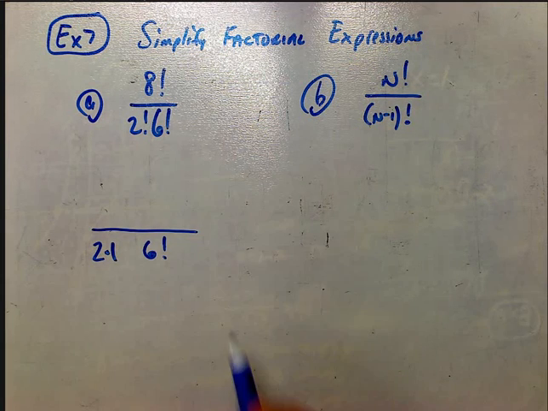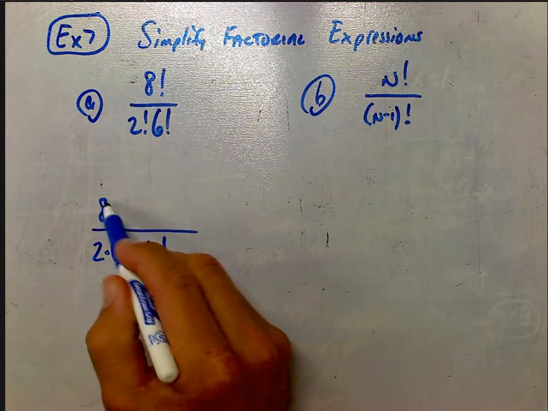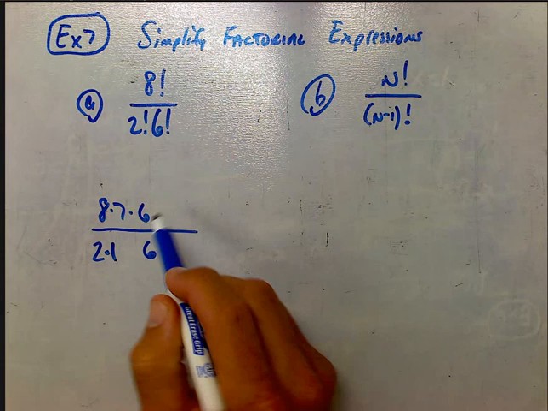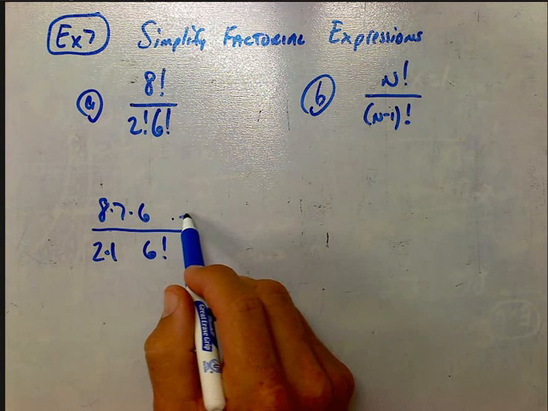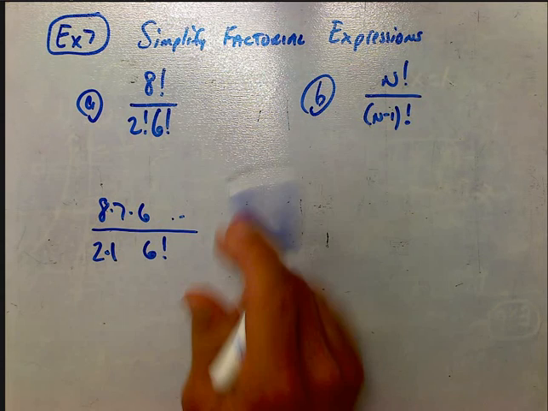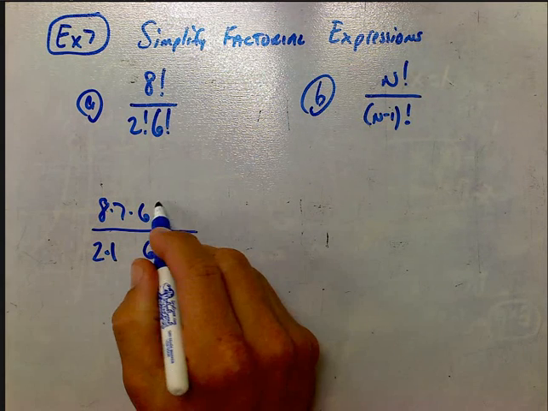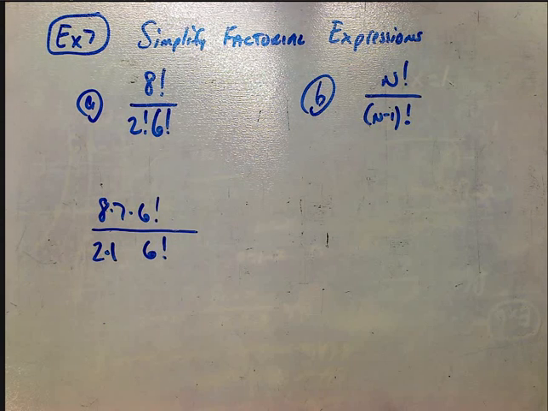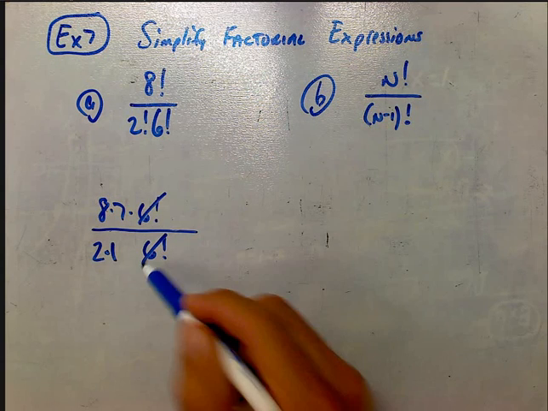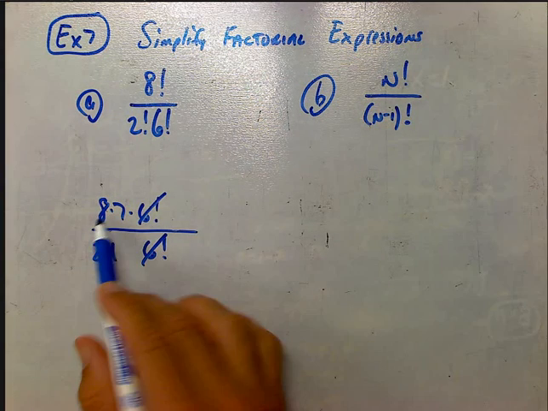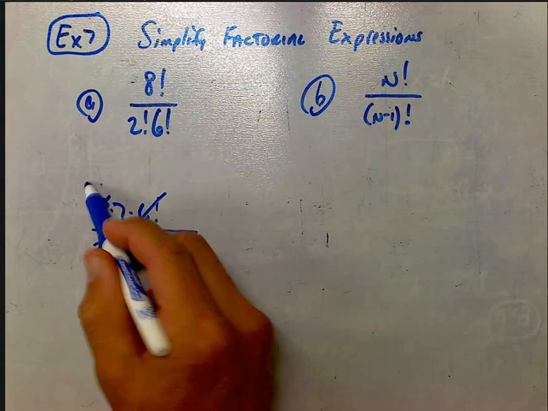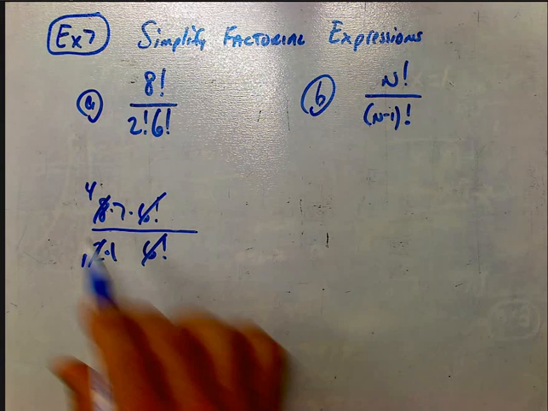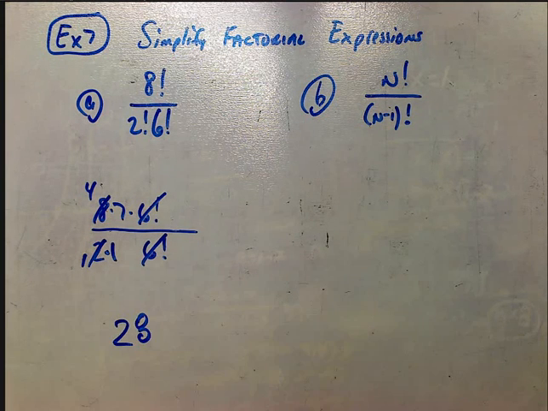I can write 8 factorial as 8 times 7 times 6 times 5 times 4 times 3 times 2 times 1, or 8 times 7 times 6 factorial. And so the 6 factorials cancel out. 2 goes into 8 4 times, and that leaves me 4 times 7 to make an answer of 28. Okay? Let's see another one of those just for fun.